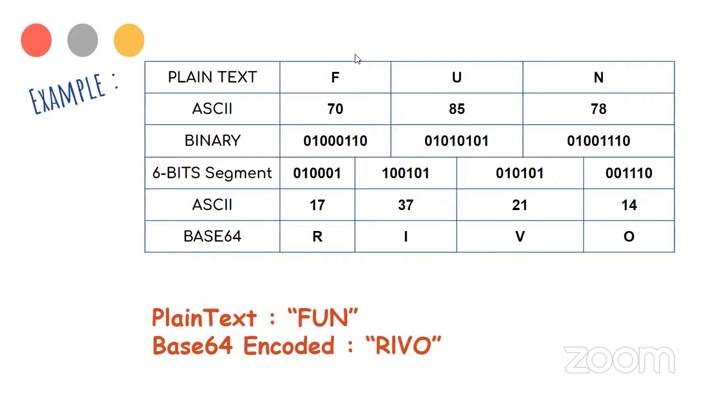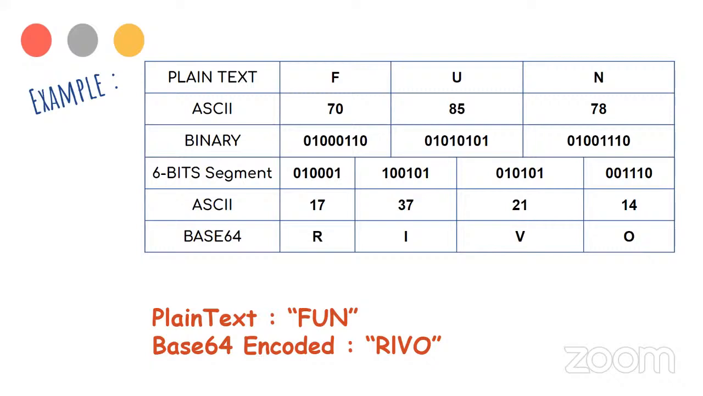So the example is FUN. You can see I have taken a 3-letter word just for the sake of understanding. First, we took out its ASCII values. F has the ASCII value of 70, U has the ASCII value of 85, N has the ASCII value of 78. The next part is to convert it into binary. So these are their respective binary values for the ASCII, which is right above them.